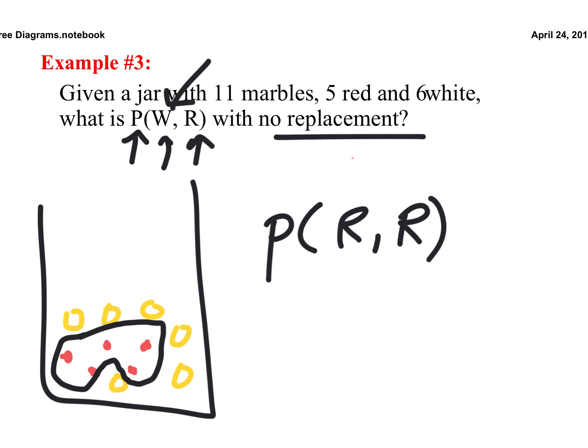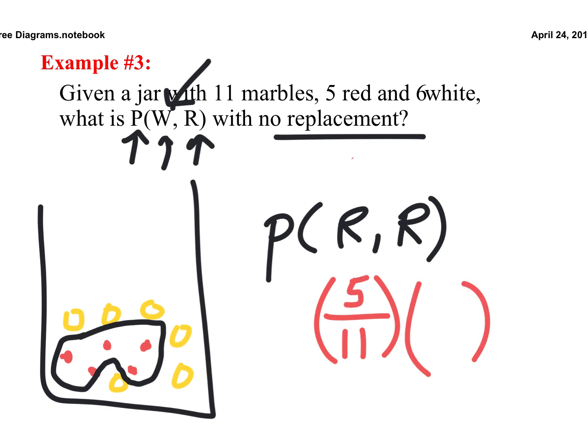All right, what's the probability of a red one? Well, it's a fraction, and it's out of 11 because there's 11 marbles in the first place. The probability of a red one is the red ones out of the possible, which is 11. There we go, 5 out of 11. Now, what's the probability of a red one again? 4 out of 10, there you go.